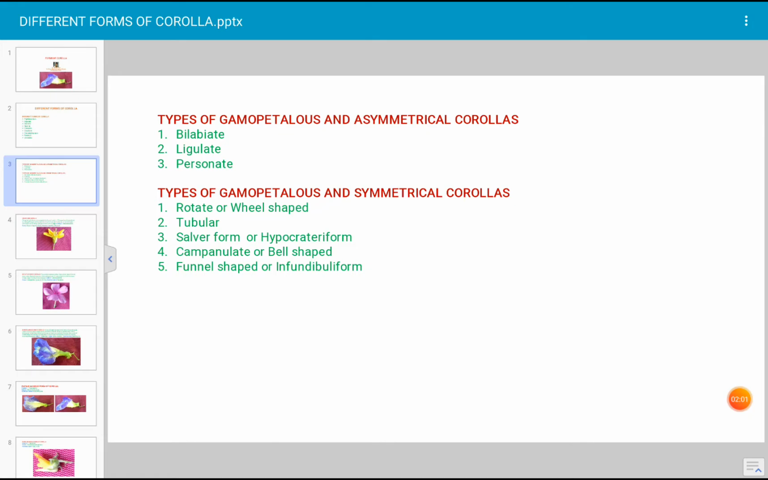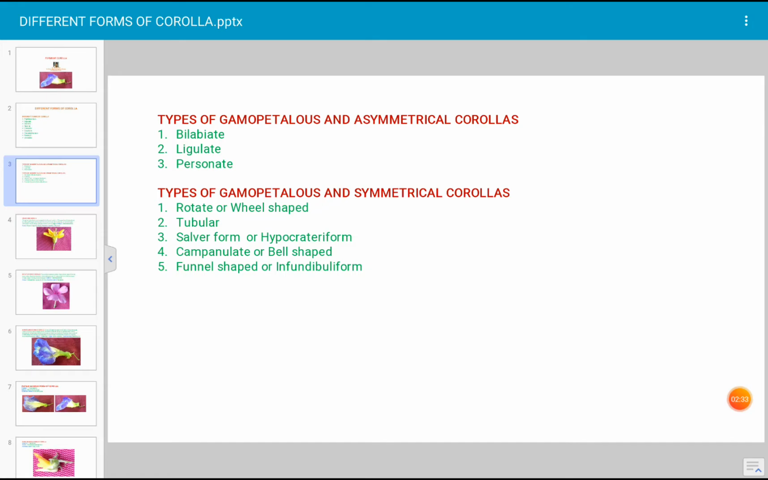And the types of gamopetalous and symmetrical corollas are: number one, rotate corolla. Petals are united, and this rotate form of corolla is also known as wheel-shaped corolla, and it is an actinomorphic flower. The flower is actinomorphic, symmetrical. Second type, tubular form of corolla. Third form, hypocrateriform or salver form of corolla.